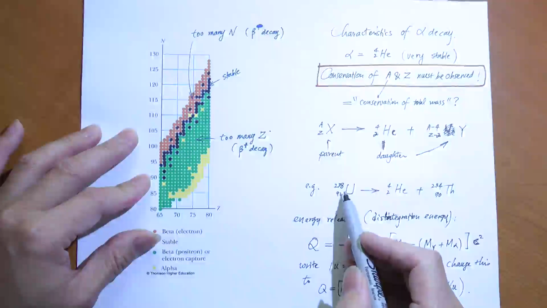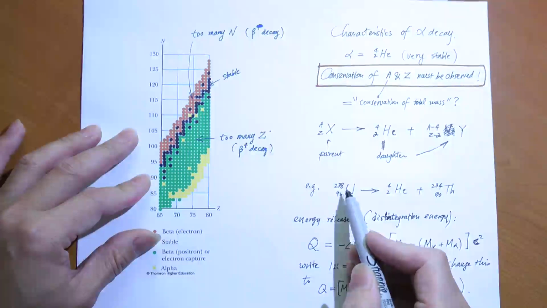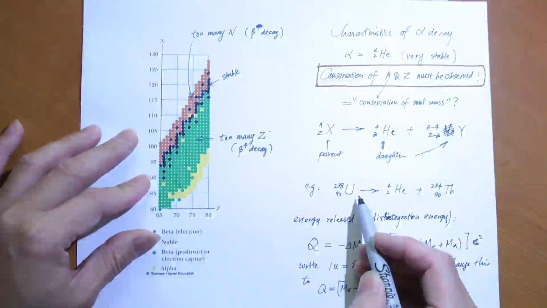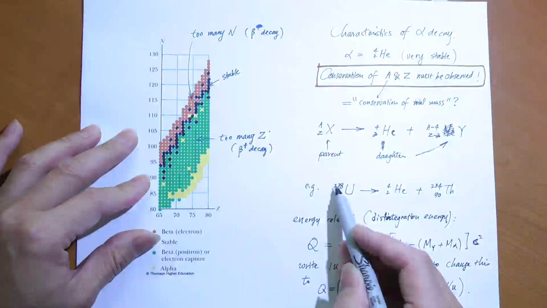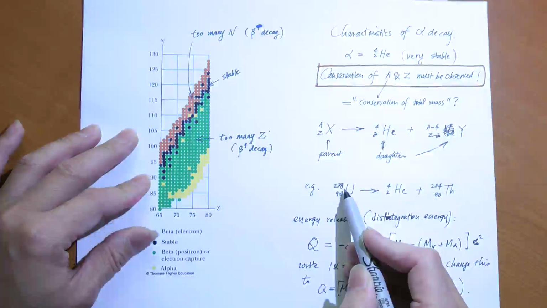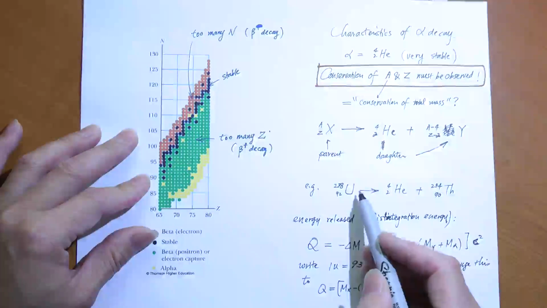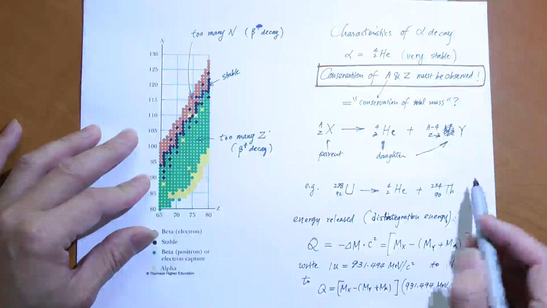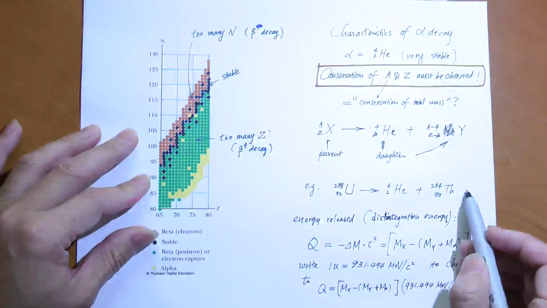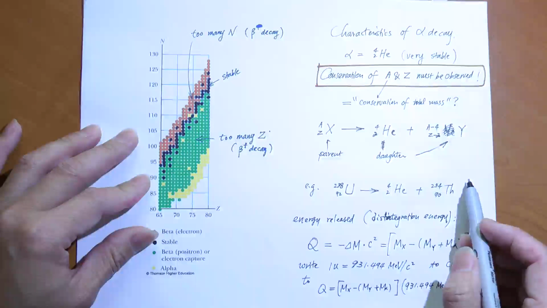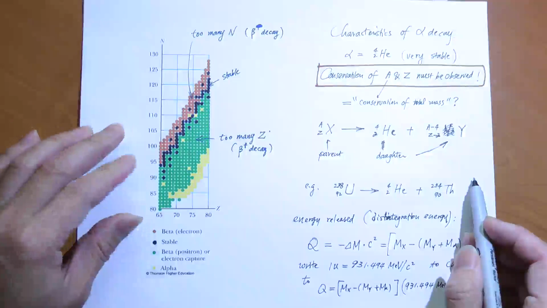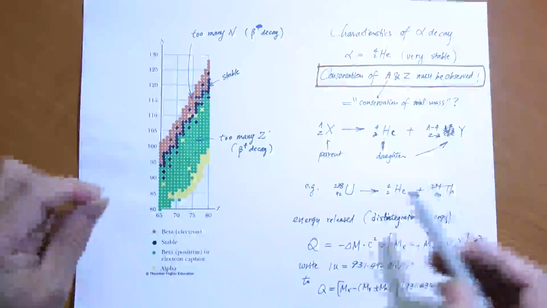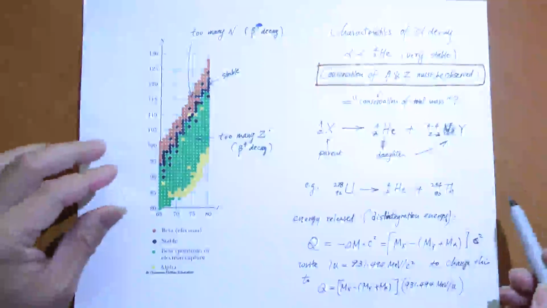An example is uranium-238. Uranium-238 is the most abundant isotope of uranium in nature. It's got 92 protons and 238 nucleons. It has a natural alpha decay process like this. This, in fact, is one of the many possibilities of alpha decay, this being an example for uranium-238. There are many other alpha decays, as you can see here.